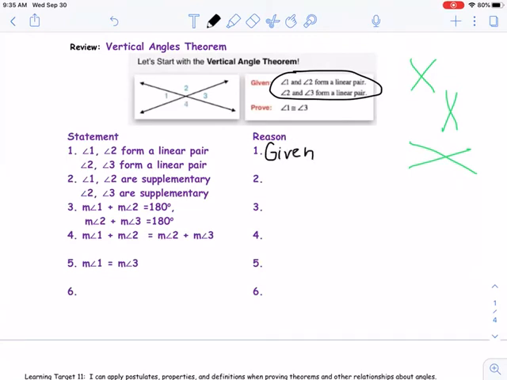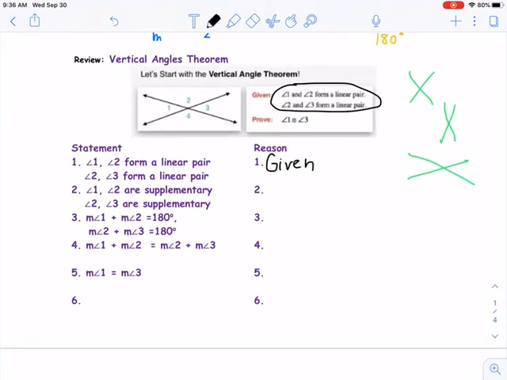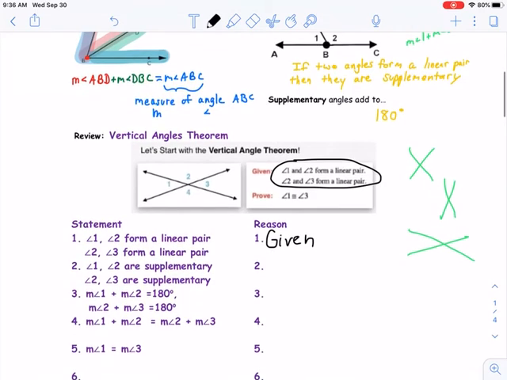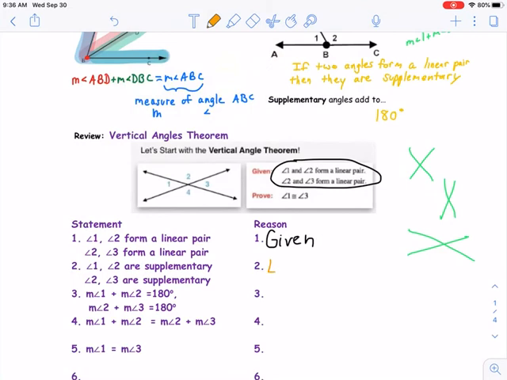All right, now, like we just talked about, the linear pair postulate says that they're supplementary. All right, so 1 and 2 are supplementary and 2 and 3 are supplementary by what we had above, which was the linear pair postulate. To me, I wish we could just immediately say they add up to 180, but we can't.